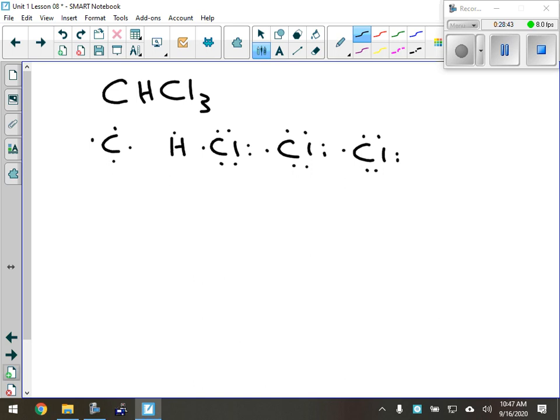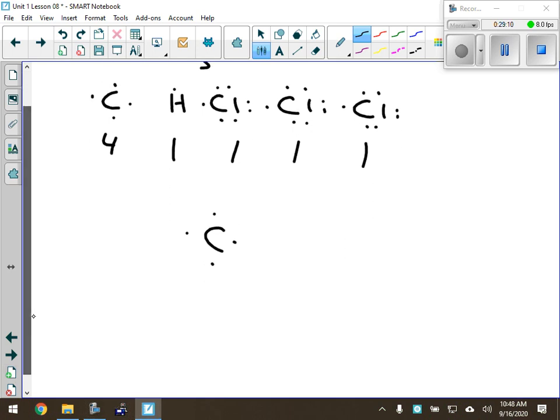What's the bonding capacity of carbon? 4. What's the bonding capacity of hydrogen? What's the bonding capacity of chlorine? 1. Okay. And again, those are the bonding capacities, yes? Now, if you're adding up electrons, that's different. We can do that if you want on this one. But I'm going to go with carbon in the middle, of course, yes? And usually, these carbon ones work out pretty well. They kind of just match up nicely.